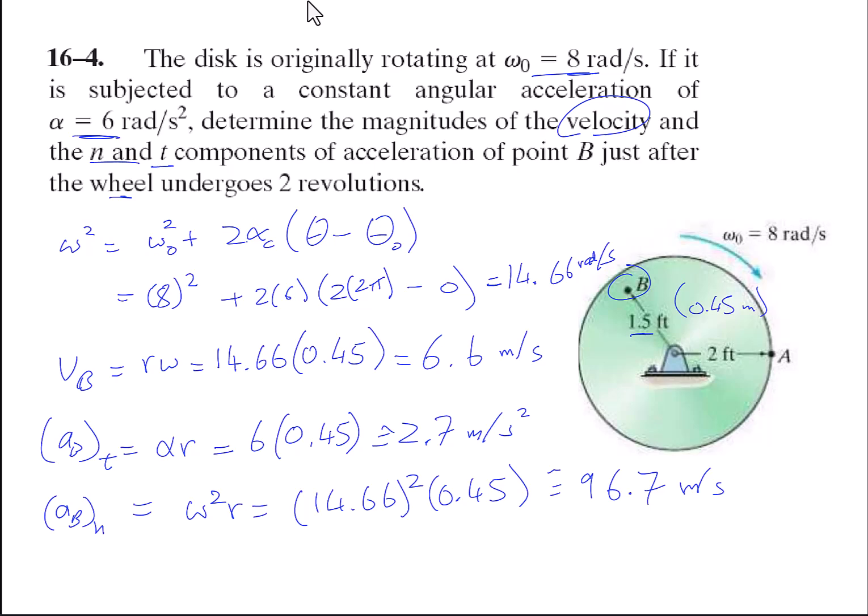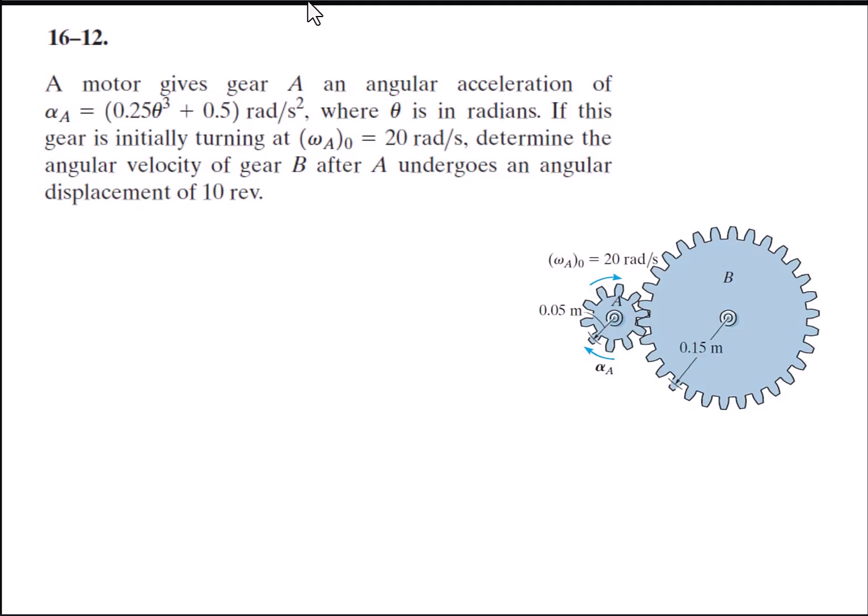Let's look at another problem where the velocity and accelerations are not constant. So you have this gear, which is a motor, that gives an angular acceleration that is a function of the angle theta: 0.25 theta cubed plus 0.5 radians per second squared. And theta, of course, is in radians. And this gear is initially turning at a constant angular velocity of 20 radians per second, and then this experiment kicks in or is started.